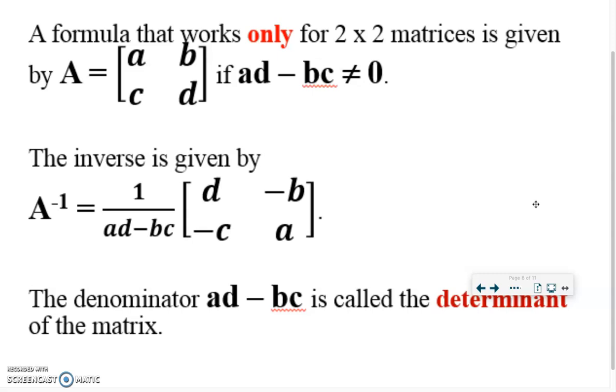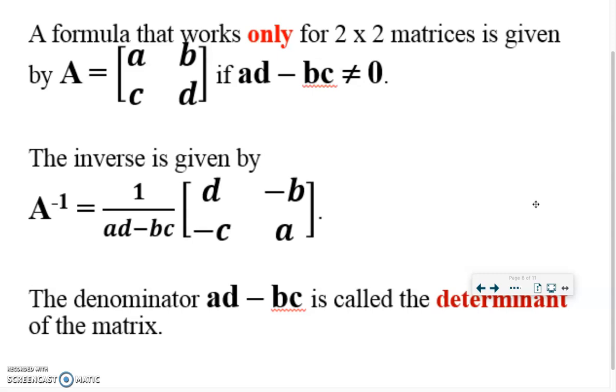For starters, the catch is, unfortunately, that the formula only works on 2 by 2 matrices. It doesn't work on the 3 by 3s. If you have a 3 by 3 and you have to find the inverse, we're going to have to go through the lengthy process of row operations and all that. Sorry in advance, but that's the reality of it.